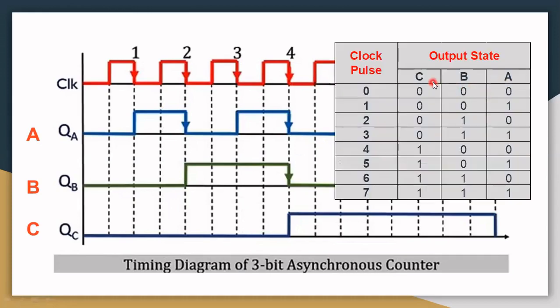And when we consider C, it is low up to the 3rd clock pulse, and it goes to a high state at the 4th clock pulse. So during the negative edge of the 4th clock pulse, it goes to high. So you can easily draw this diagram with the help of this truth table. This is all about the asynchronous counter or ripple counter. Thank you for listening. Thank you.